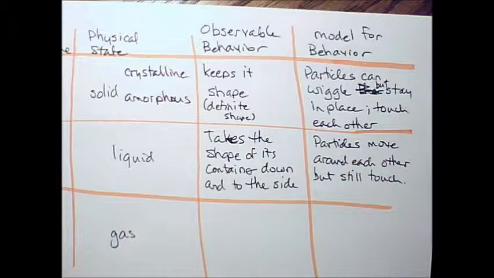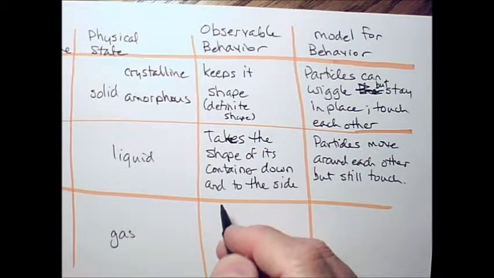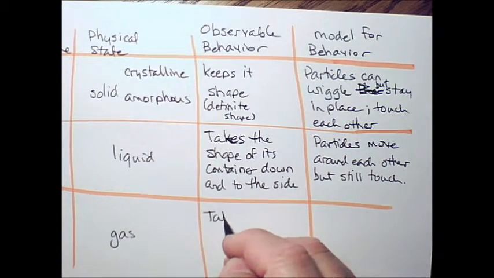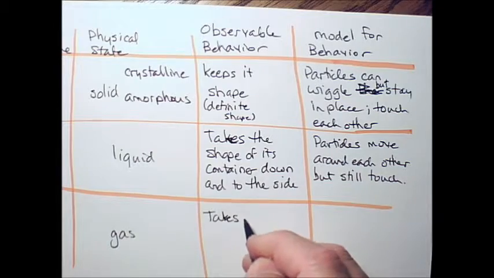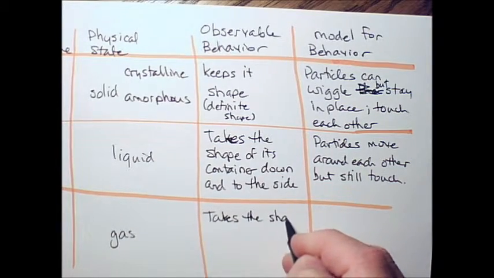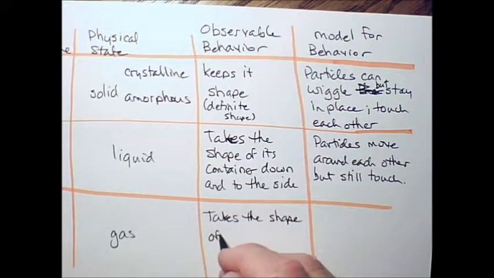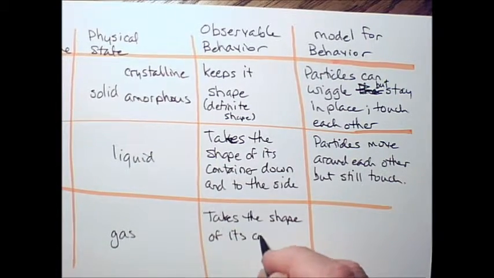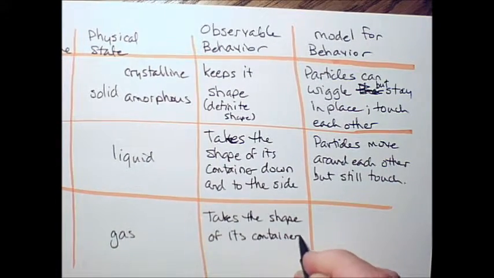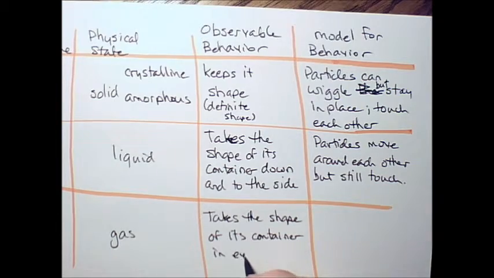And what can we observe about gases that would tell us it is a gas? It takes the shape of the container in every way, up, down, and side. Every direction. Okay, that's good. It takes the shape of its container in every direction: up, down, front to back, side to side.